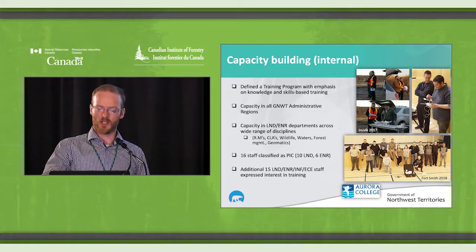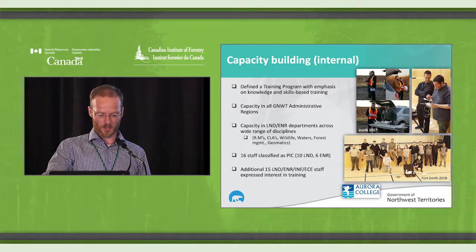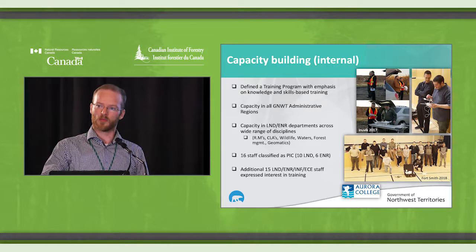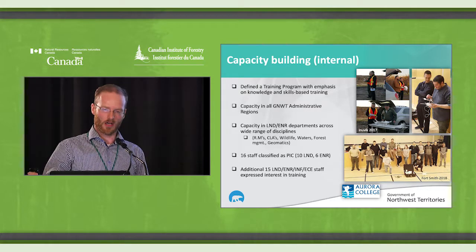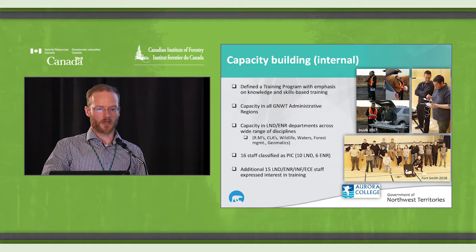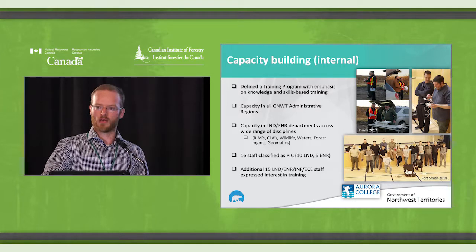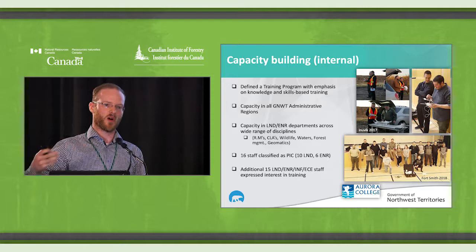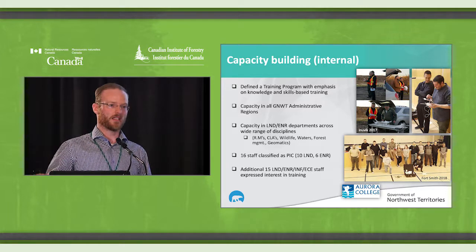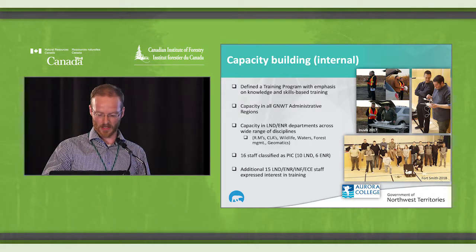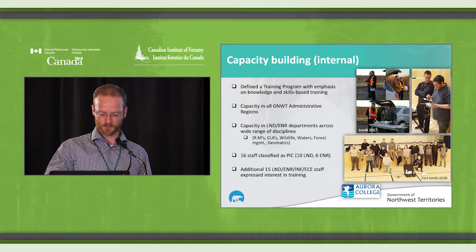We have now resources in the Department of Lands and Environment and Natural Resources trained up across a wide range of disciplines, including wildlife and waters, forest management, and me with geomatics. But we're still a fairly small program relative to elsewhere in Canada. We have 16 staff currently classified as pilot in command. But again, we're also a much smaller government entity, as you would commonly find south of 60.